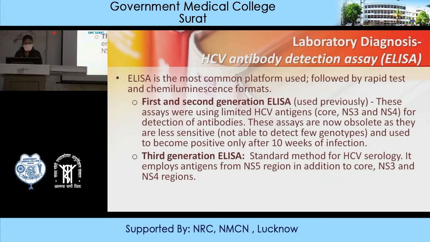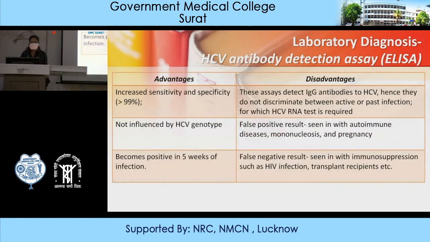Third generation ELISA is the standard method for HCV serology. It employs antigens from the NS5 region in addition to core, NS3 and NS4 regions. What are the advantages and the disadvantages? Coming to the advantages: increased sensitivity and specificity of more than 99%, not influenced by HCV genotype, and becomes positive within 5 weeks of infection.